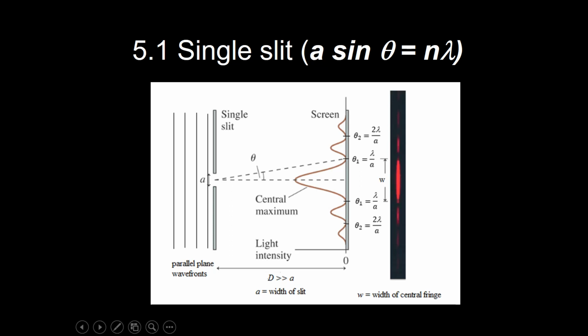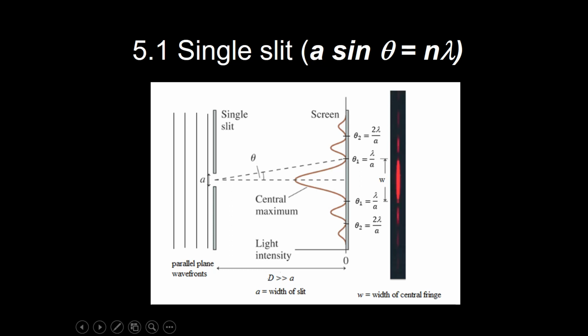So on the screen, the spots that you see appear at different positions because of the different theta from the straight-through position. So your theta 2 will be here, your theta 1 will be here. Okay, so that is the single slit equation.